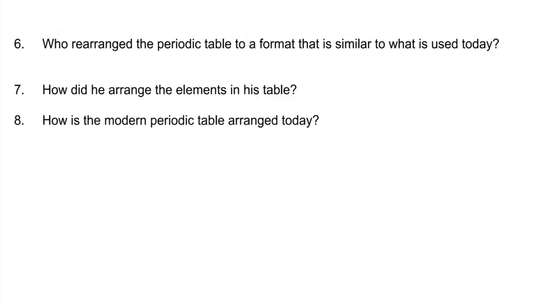Okay, so who arranged the periodic table in the format similar to what we see today? It's Dmitri Mendeleev. Okay, how did he arrange the elements in his table? He arranged them in groups of similar properties. And what was kind of revolutionary about Mendeleev's table is he left spaces for yet to be discovered elements. How is the modern periodic table arranged today? And we already kind of mentioned this, but increasing atomic number.